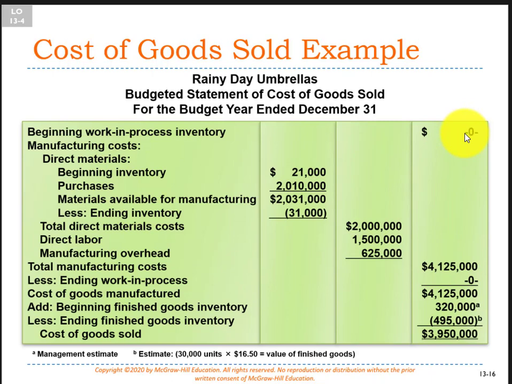So all the cost of goods manufactured goes right down here. There's no change in work in process. If there had been a work in process beginning and ending, we would have added the beginning, okay, and subtracted the ending, right, to get our cost of goods manufactured. We then add beginning finished goods and subtract our ending finished goods to get the cost of goods sold. That's ultimately going to go on the balance sheet, the income statement.